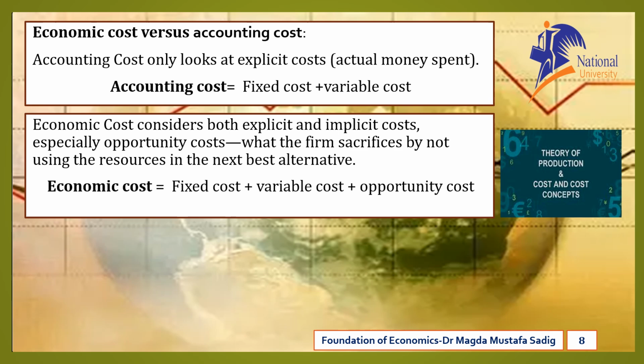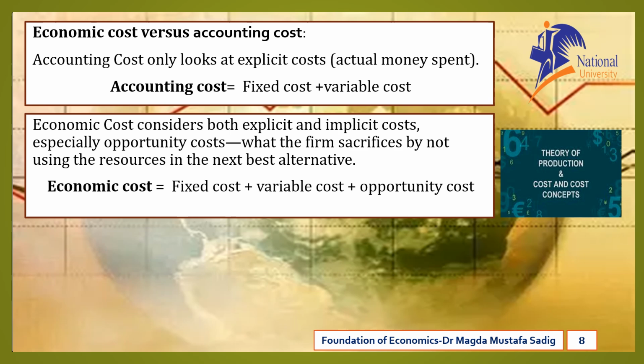So what is economic cost? Economists look at cost more broadly. In addition to the explicit or monetary cost, we also consider implicit cost, especially opportunity cost. So opportunity cost is the value of the next best alternative foregone when a decision is made.